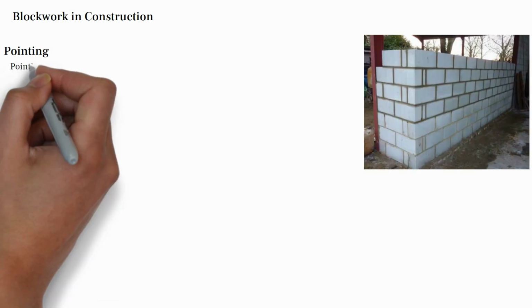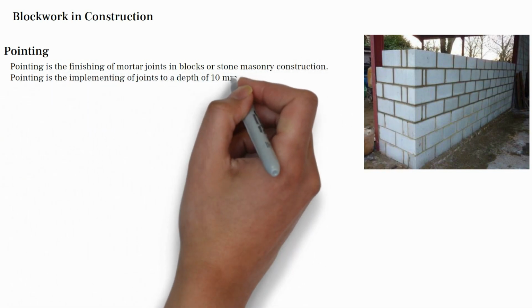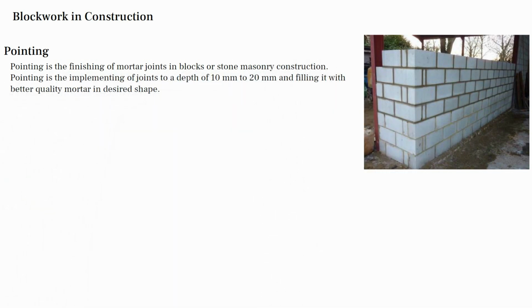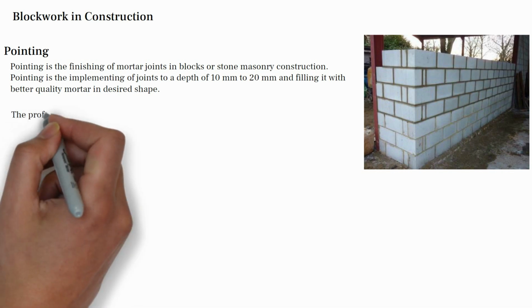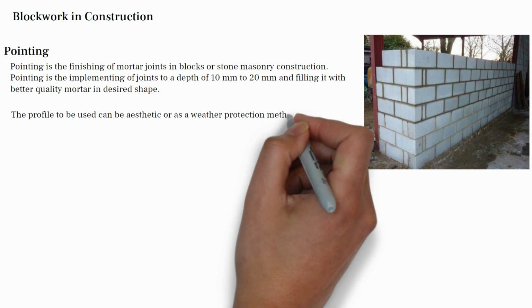Pointing in block work. Pointing is the finishing of mortar joints in block or stone masonry construction. It is the raking out of the joint to a depth of 10 to 20 mm and filling it with a better quality of mortar in the desired shape. The profile to be used can be aesthetic or a weather protection method.